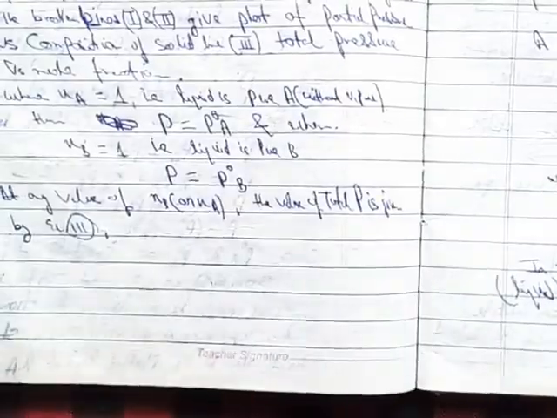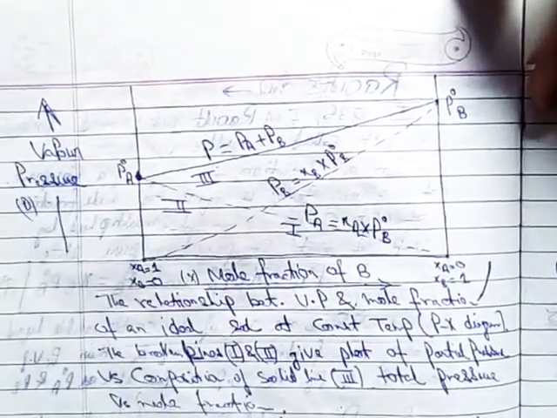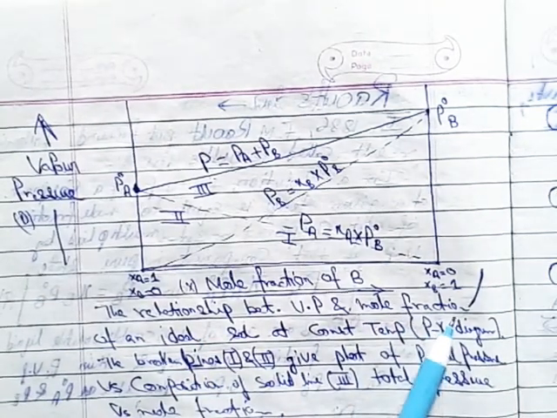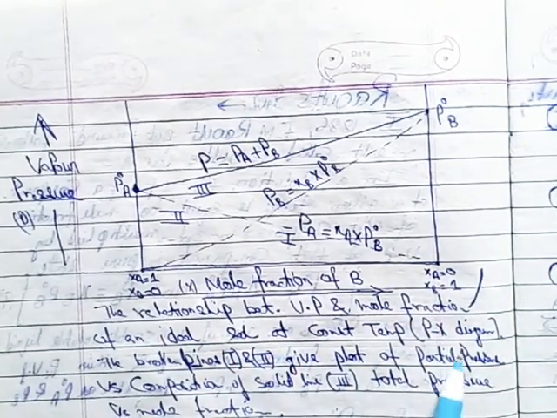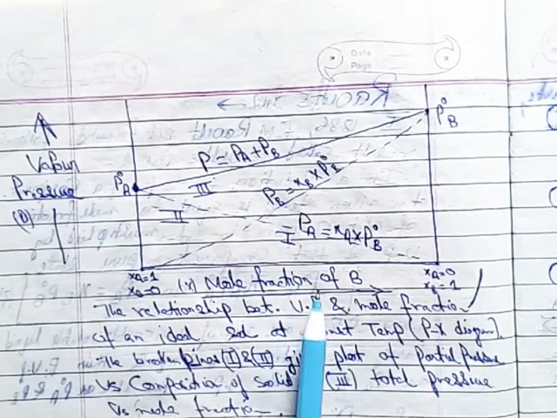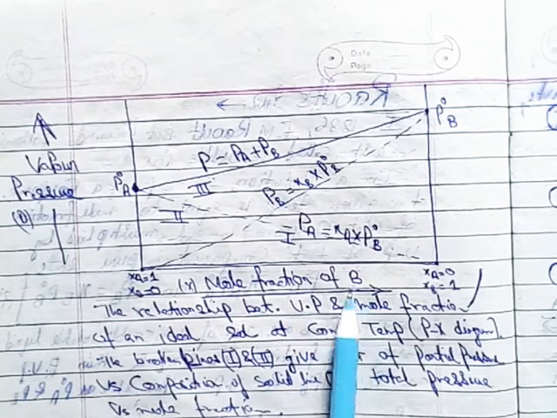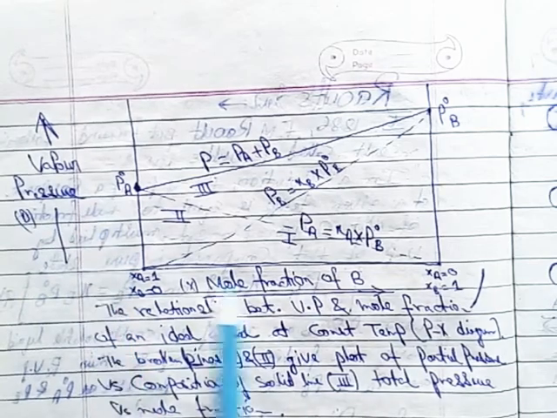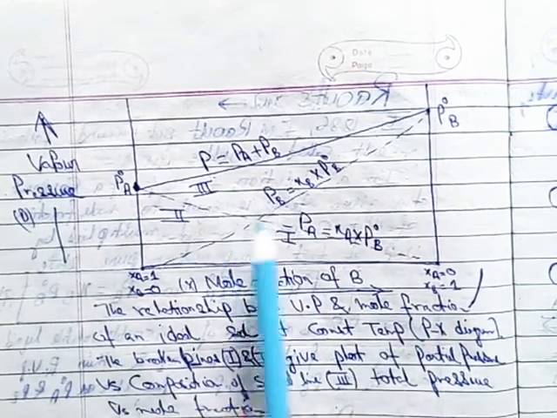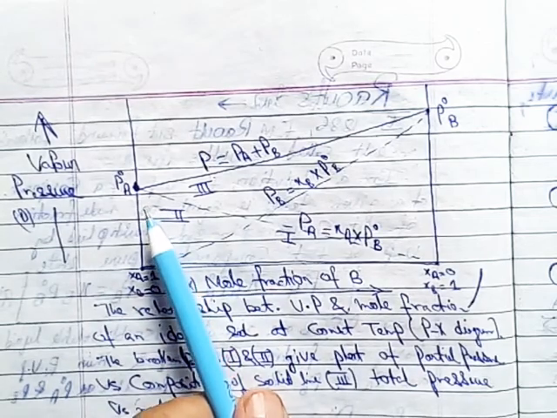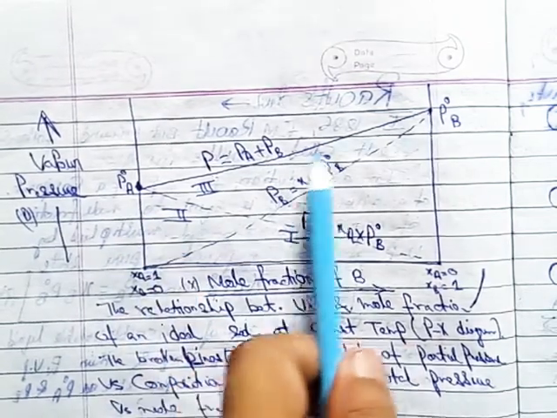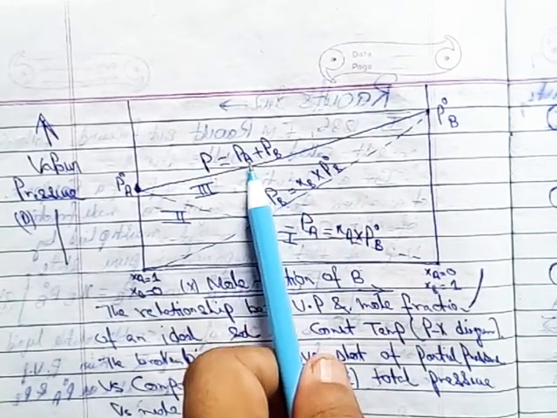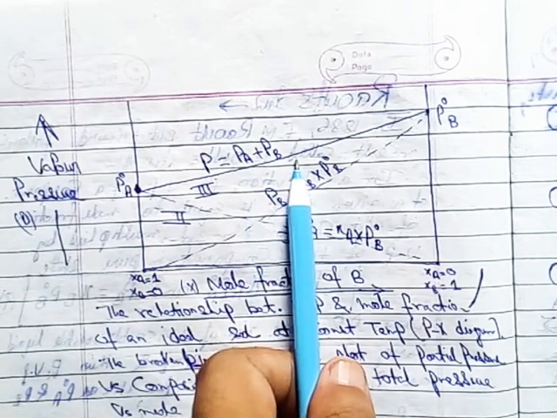Now we will see it with the help of a curve. There is a curve for Raoult's law, the relationship between vapor pressure and mole fraction of an ideal solution at constant temperature. It shows the relationship between the mole fraction of B and the total vapor pressure. So this curve shows what we see for an ideal solution: we get a straight line. This is for the total vapor pressure P, which equals the partial pressure of A plus the partial pressure of B.